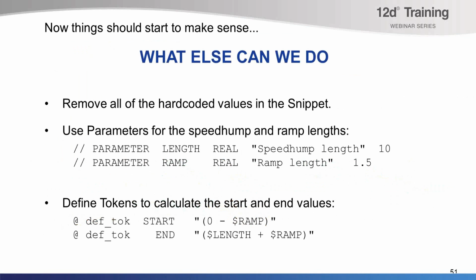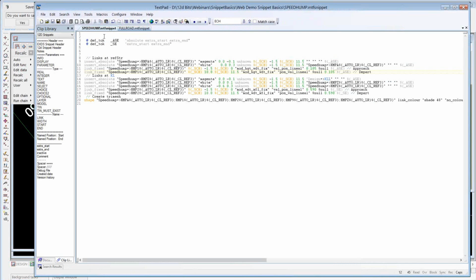Now, we've hard-coded in the actual length of the speed hump at the moment. So obviously, 10 meters is a good length, but we might have, again, different councils, different clients have different standards, and the ramp length as well. Maybe some councils might want 2 meters, 2.5 meters. We might need to make it flatter when you've got buses driving down the road. So we can declare those as user-defined parameters. And we can also put in some simple formulas, so rather than having to work out the mathematics and all that, they will calculate the start and the end for us.